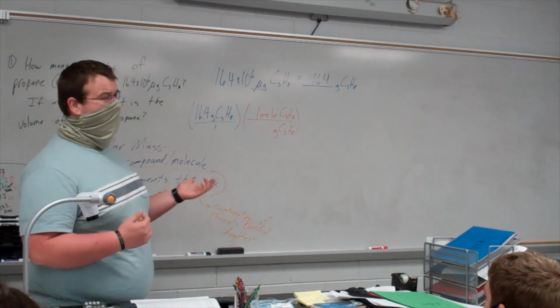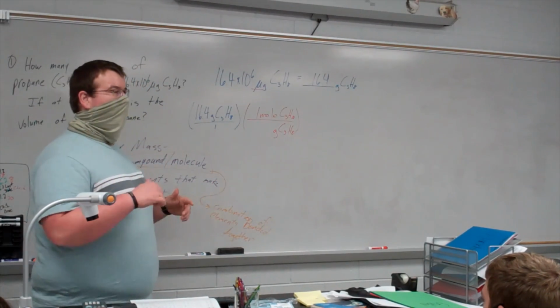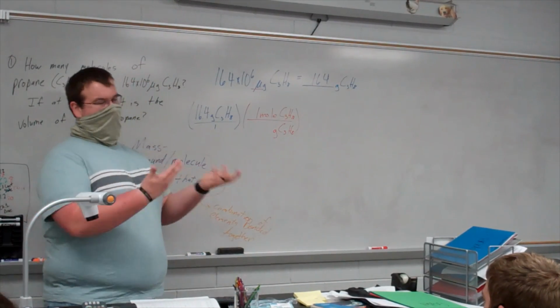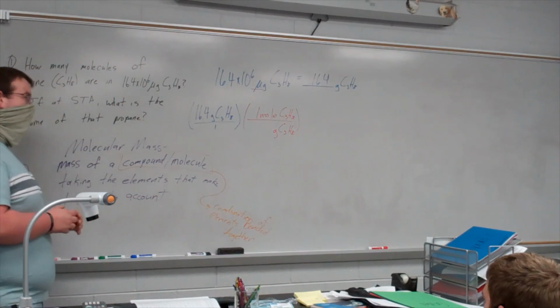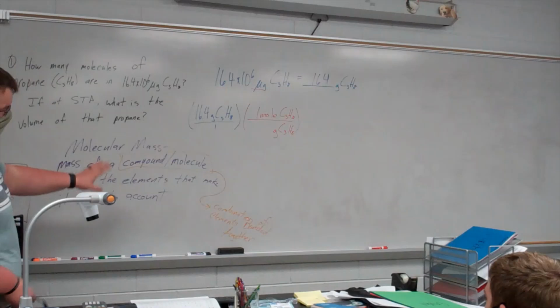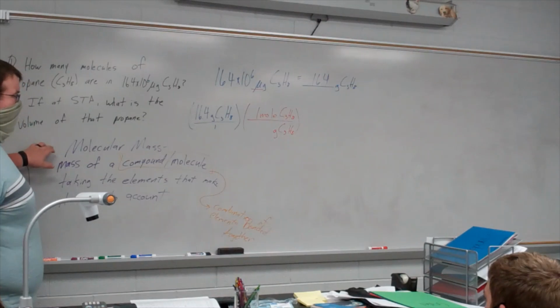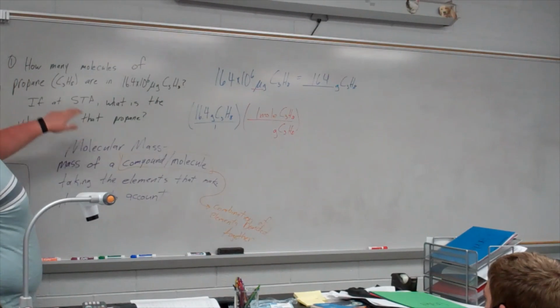The difference between the two is salt has ionic bonds and water has covalent bonds. That's really how we'll determine the difference between the two, if it's a compound or a molecule. But all I want you to know right now, compounds and molecules are a combination of elements bonded together. So we have to find the molecular mass for the molecule of propane.